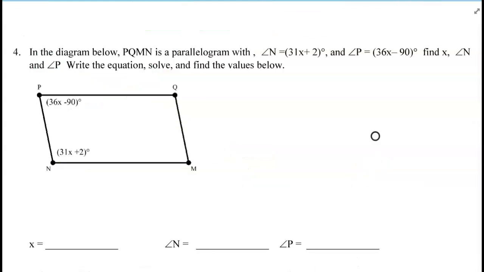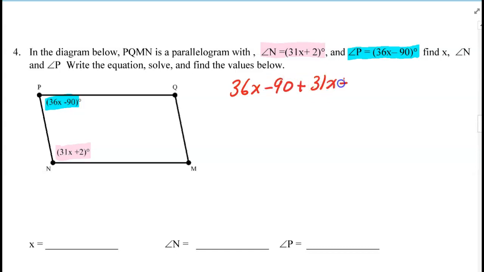Let's take a look at example number 4. This time we know that angle N is 31x plus 2. We know that angle P is 36x minus 90. And since these are consecutive angles, they are supplementary. So the equation I would write would be 36x minus 90 plus 31x plus 2 is equal to 180 degrees.